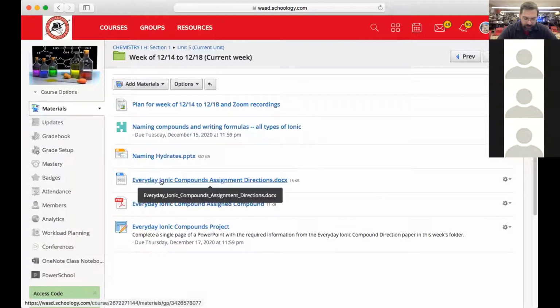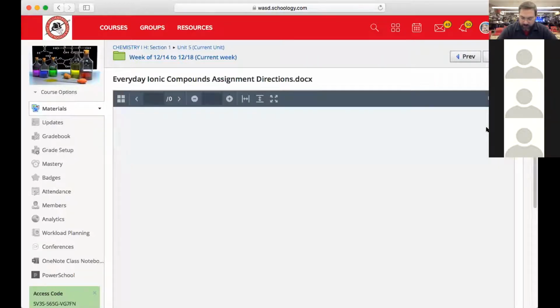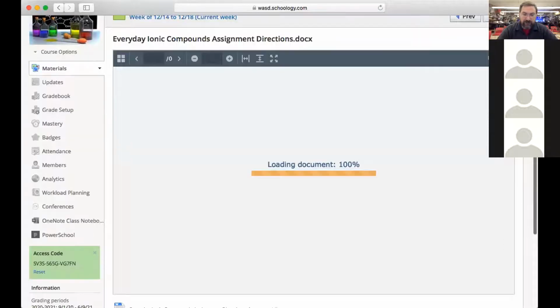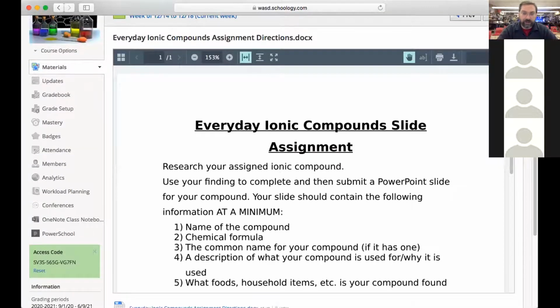One of them says Everyday Ionic Compound Assignment Directions. So this just has the general direction about what you need to do. Basically, in your home, there are ionic compounds. There are all kinds of different ionic compounds. They're pure substances sometimes, like baking soda is an ionic compound. That's a pure substance. It's used for cooking.